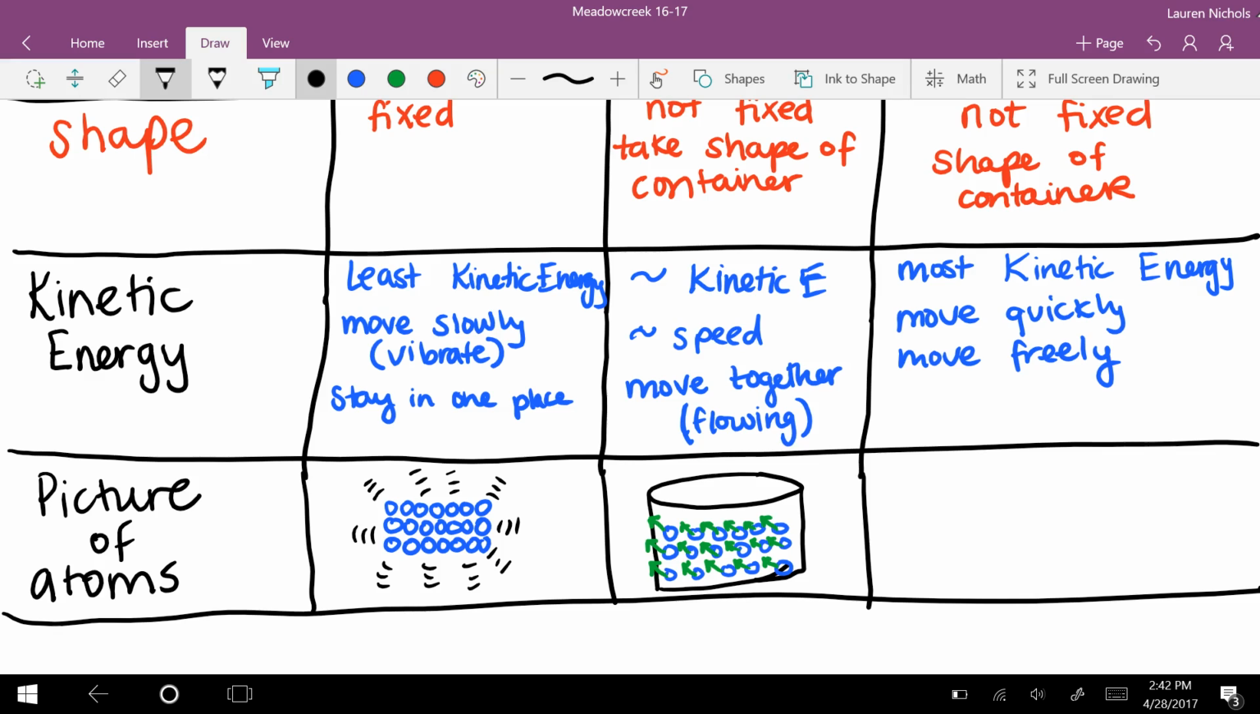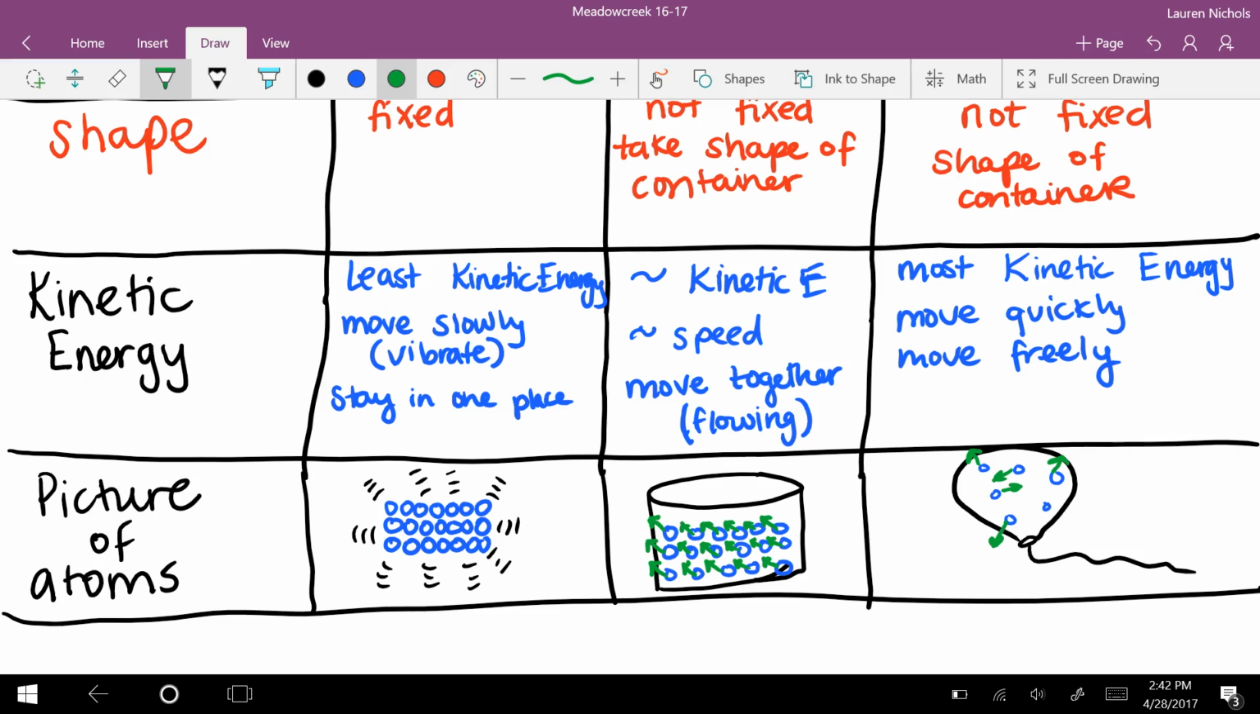Whereas if we have a gas, let's draw a balloon. In a balloon, your atoms are really far apart. And they're moving in all different directions.